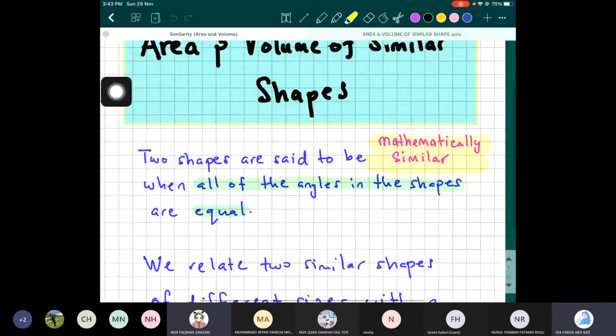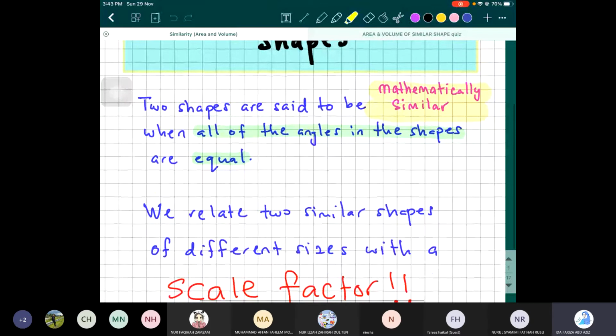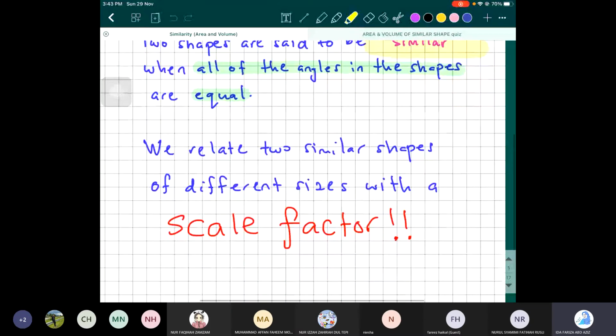Yes. Okay, Alhamdulillah. Okay, I repeat balik. I was talking about the definition of mathematically similar. Okay, mathematically similar ni bila when we have two shapes that have all angles in the shapes are equal. Angles kat dalam shape tu sama, kita panggil dia mathematically similar. Okay, and we relate two similar shapes of different sizes with scale factor. Okay, saya buat tulisan merah scale factor.